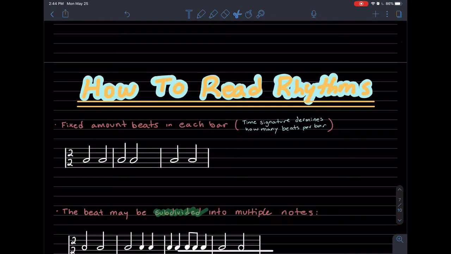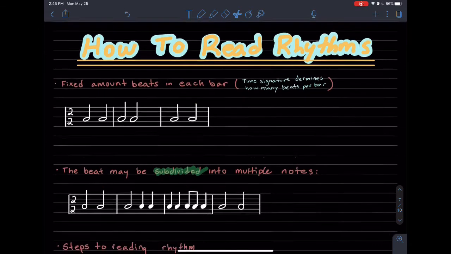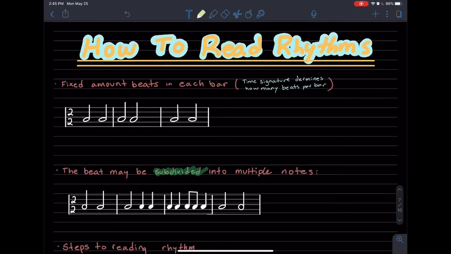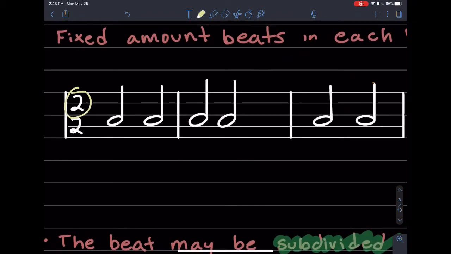But first, let's talk about time signatures and what they mean. If you remember from the video I made about time signatures, we can get 2 pieces of information from looking at a time signature. The top number refers to the number of beats in a bar. In this case, it's 2 beats per bar, okay?